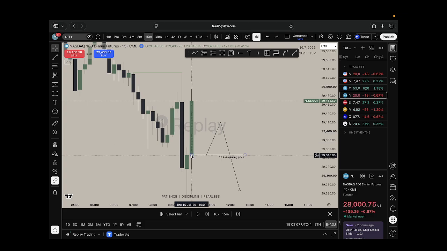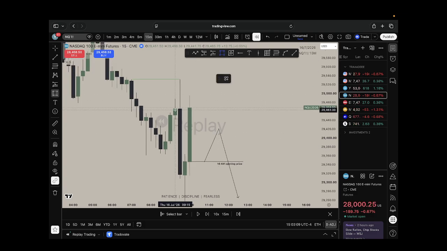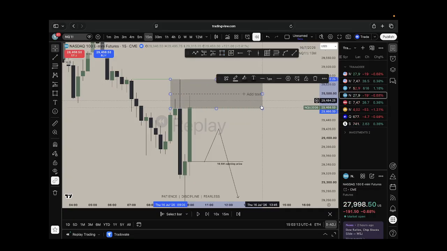So we see 10 a.m. open here, and we end up coming up into this rejection block. Okay, this is going to be a 15-minute rejection block right here.